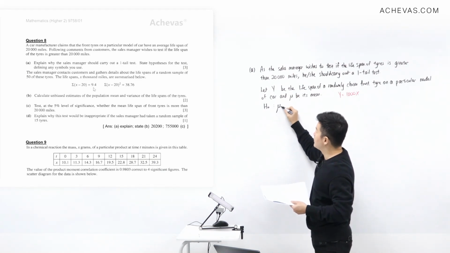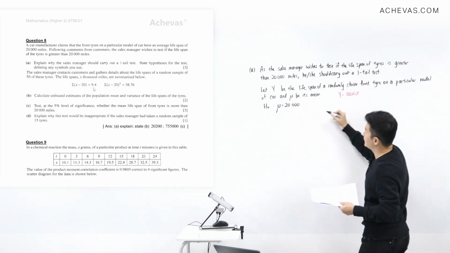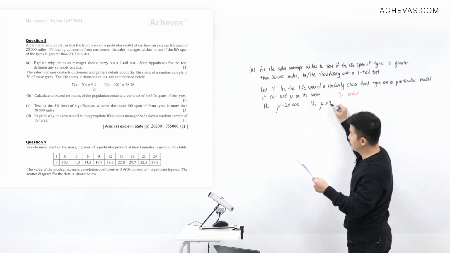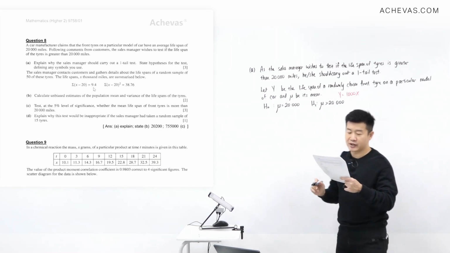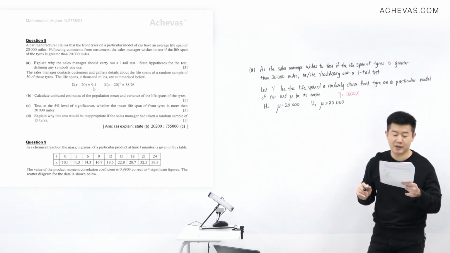and the null and the alternative hypothesis will be when mu is equal to 20,000. And for a one-tail test, the alternative hypothesis will be when mu is bigger than 20,000.